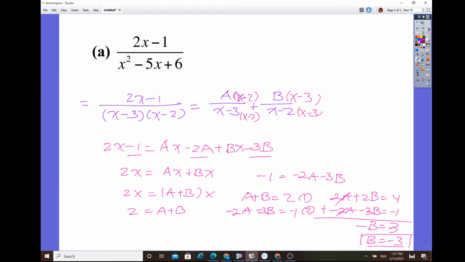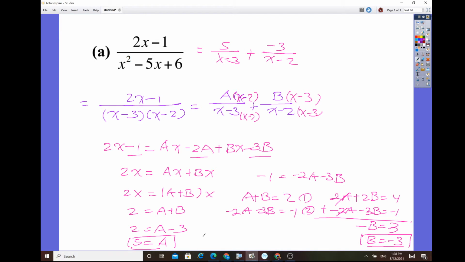So we solved for b, so now we can solve for a. Plugging the number back here, 2 equals a minus 3. So that means a equals 5. So that means this one can be written as a over x minus 3, so 5 over x minus 3, plus b over x minus 2, so negative 3 over x minus 2. Just like that, decomposing the fraction.